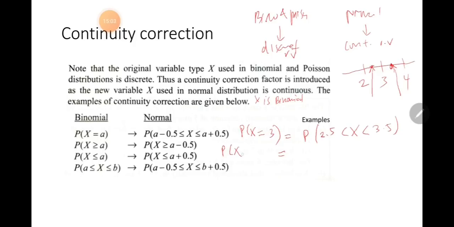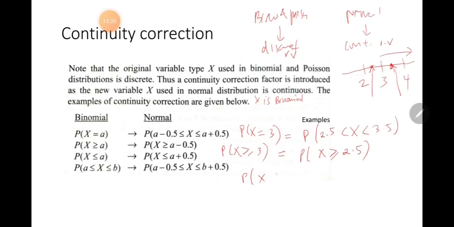Say we need P(X greater or equal than 3). You want to close the gap between 2 and 3, because you want to start from 3. So what you do is a continuity correction: you make X greater or equal than 2.5. That's why it's a minus 0.5, you take 3 and minus 0.5 to get 2.5.